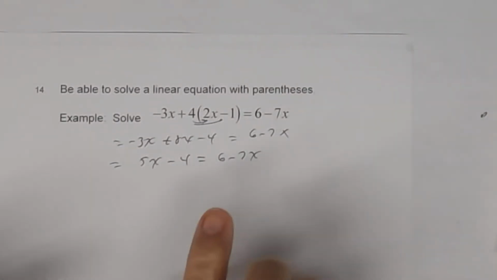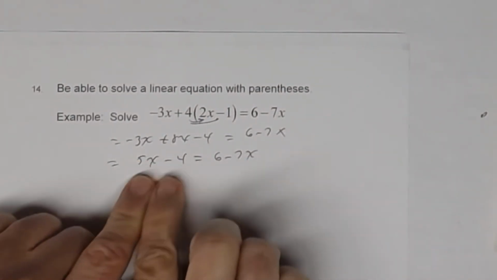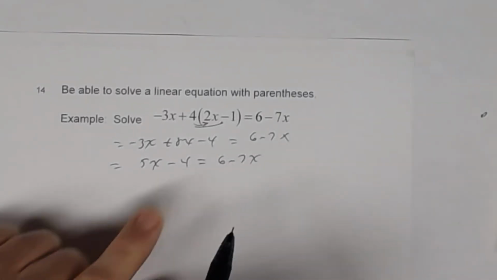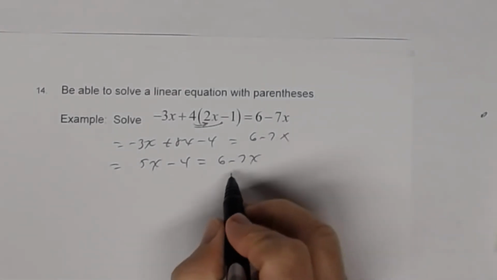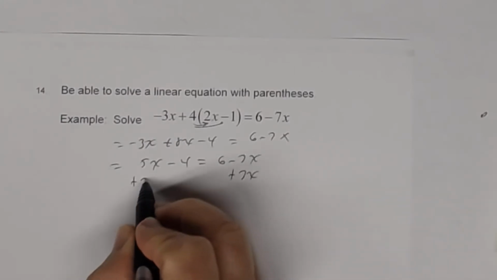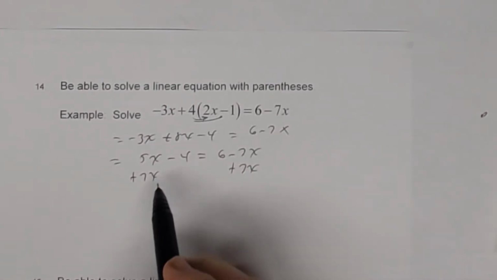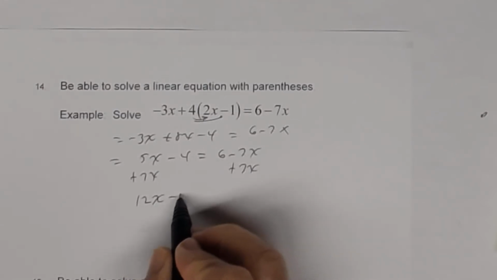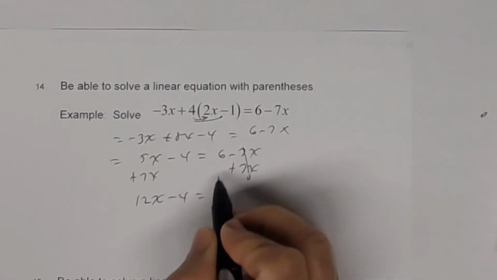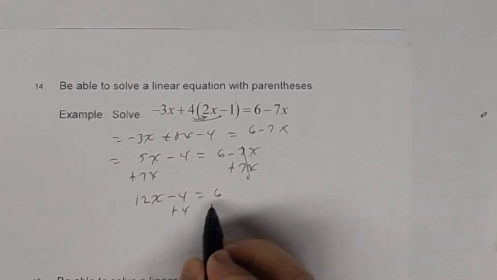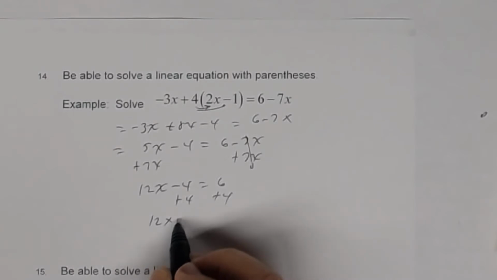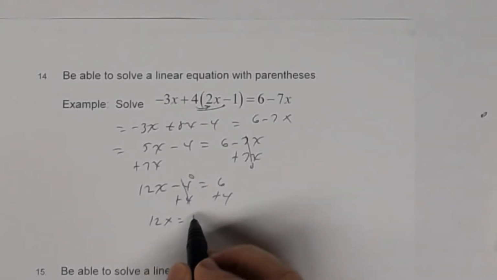And then remember, in solving a linear equation, you're going to bring all the variables to one side, constants to the other. So I'm going to go ahead and add 7x to both sides. So right now I'm subtracting 7x, so I'm going to add 7x. Notice I'm aligning my like terms. 7x plus 5x is 12x. Minus 4 equal, this is 0, and I get 6. Adding 4 to both sides, since I'm subtracting 4, I get 12x equal, this is 0, 10.